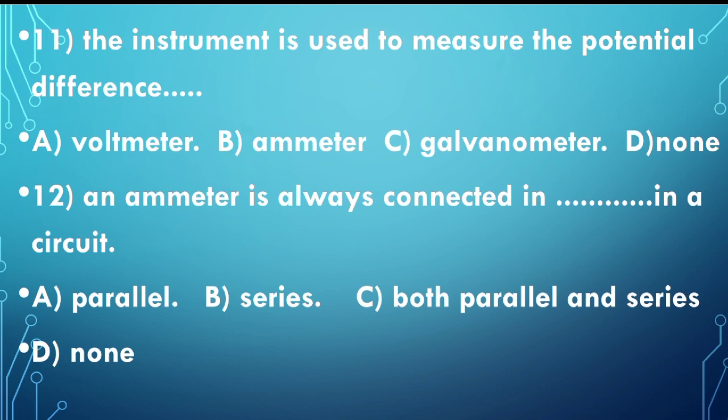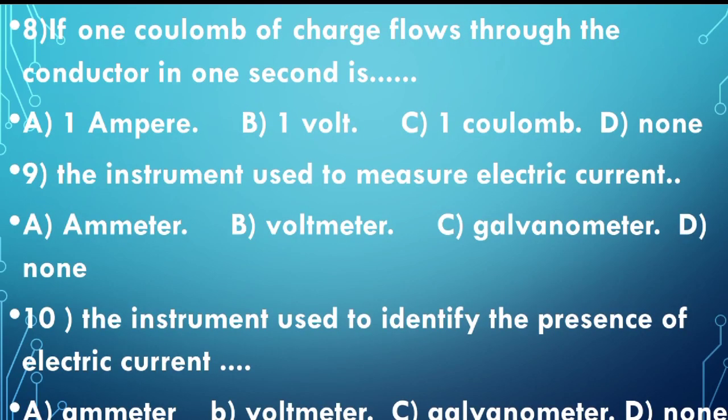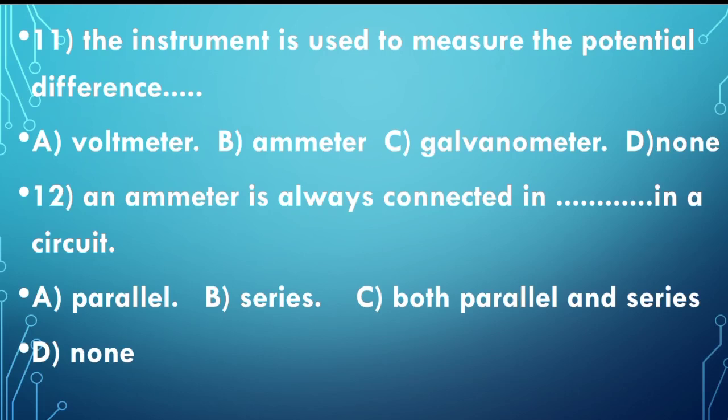Okay. Next question. An ammeter is always connected in dash in a circuit. An ammeter is a device which measures the electric current, right? So in a circuit, in which type of connection will the ammeter be connected? That is the question. Is the ammeter connected in parallel? Is the ammeter connected in series?